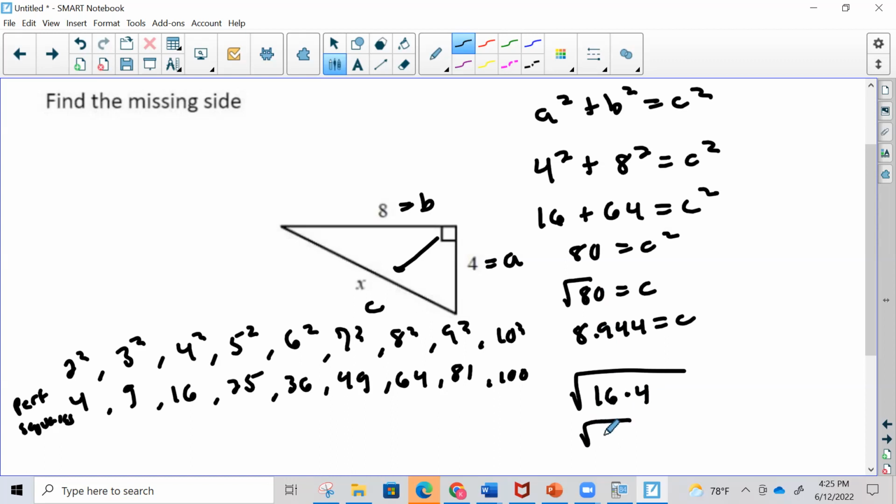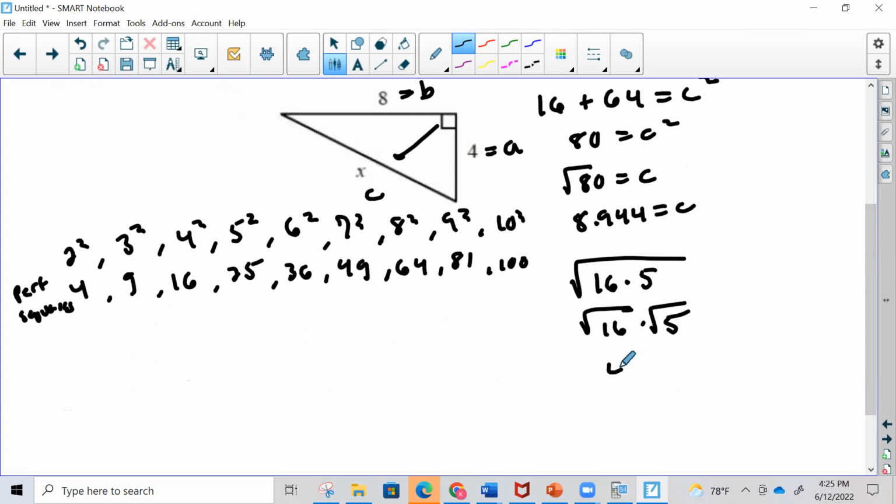And then I can take the square root of both of these separately. So I can take the square root of 16 and then the square root of 5. And we know the square root of 16 is 4. I don't know the square root of 5, so I'm going to leave it there. And this is the simplest radical form. The simplest radical form means that there's no perfect square that divides evenly into this number anymore. If there is one, then we can take it out. So this is the example of simplest radical form. Some of the homeworks will ask you for that.